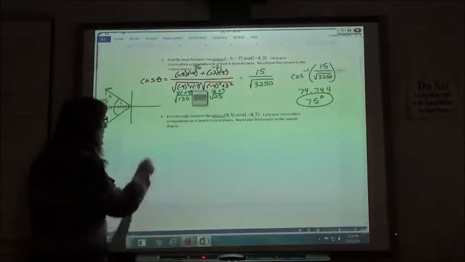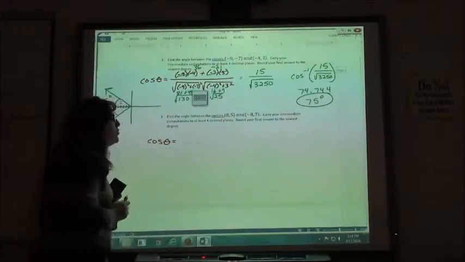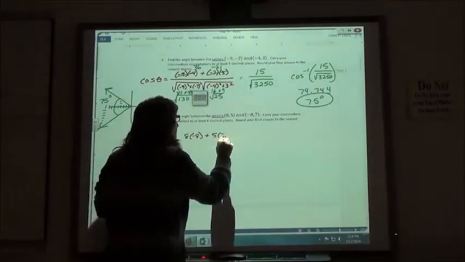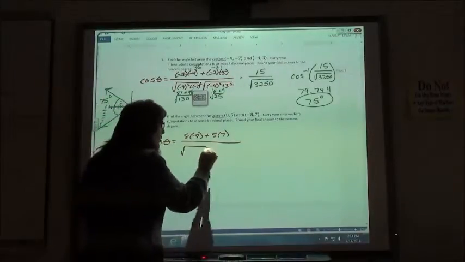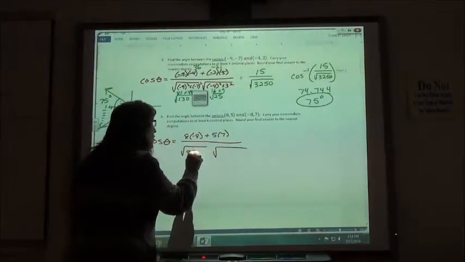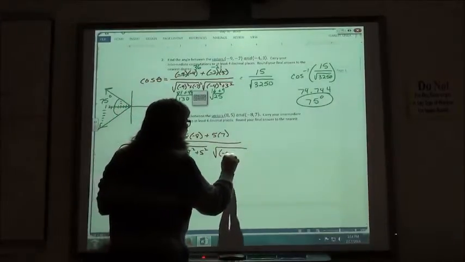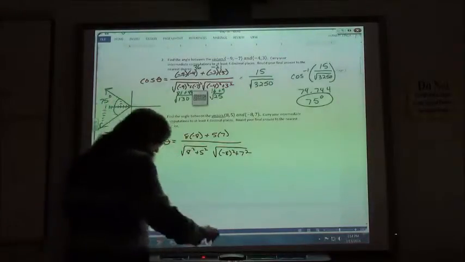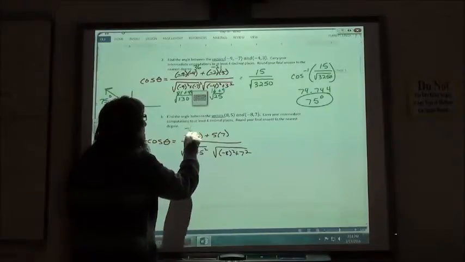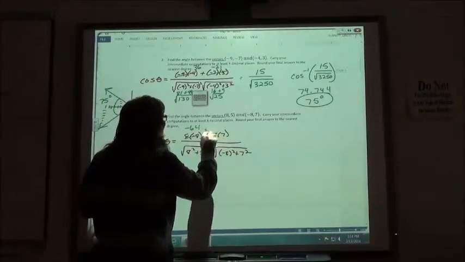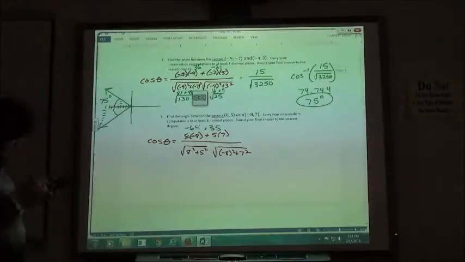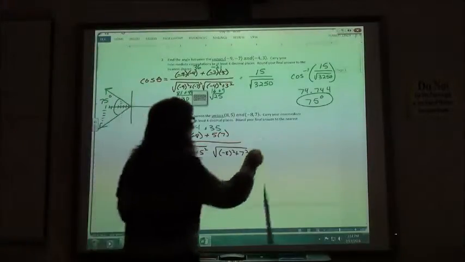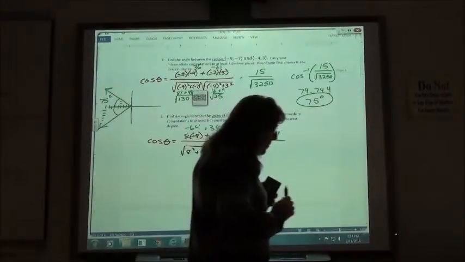Number 3, same kind of thing. The cosine of theta is equal to the dot product of my vectors, so 8 times negative 8 plus 5 times 7, over the magnitude of my vectors multiplied by each other. So the square root of 8 squared plus 5 squared, and the square root of negative 8 squared plus 7 squared. So 8 times negative 8 would be negative 64. 5 times 7 is going to give me 35. So negative 64 plus 35 gives me negative 29 on the top of my fraction.